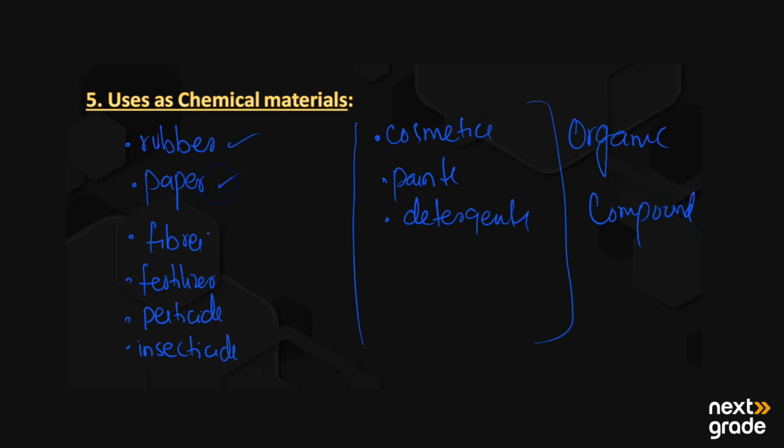Rubber, plastic, fiber for making clothes, fertilizers to increase the fertility of the soil, pesticides, the medicines or drugs used to kill pests, and insecticides, meaning the medicine used to kill insects. Next, we have cosmetics like cutex, lipstick, and so on. Next, the paints and the detergents for washing purposes. All these are organic compounds. So organic compounds are used as chemical materials.